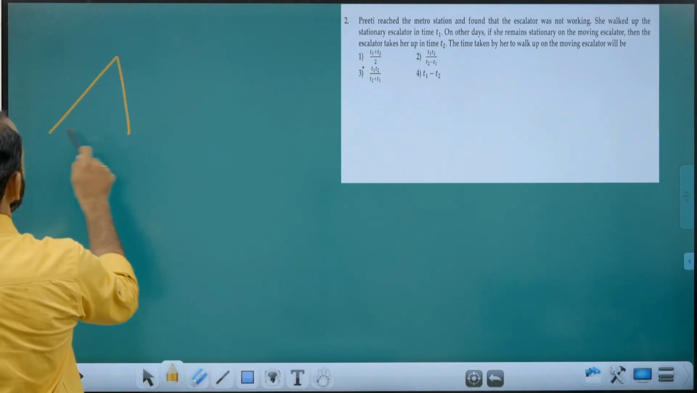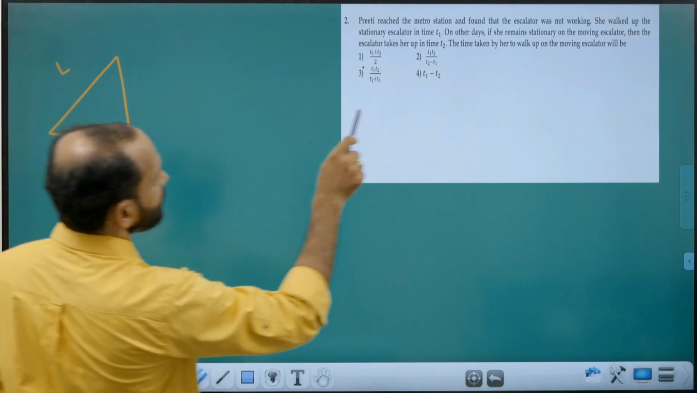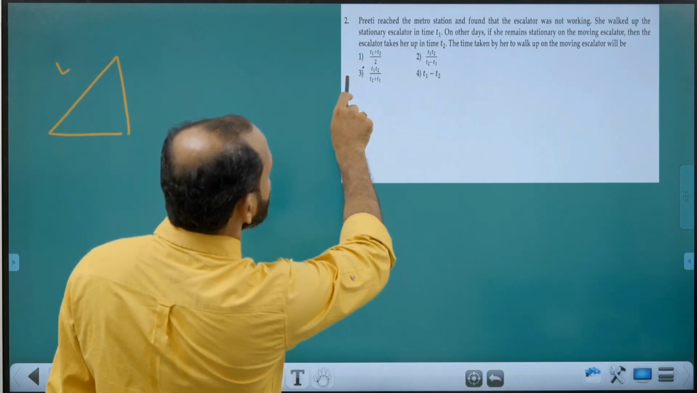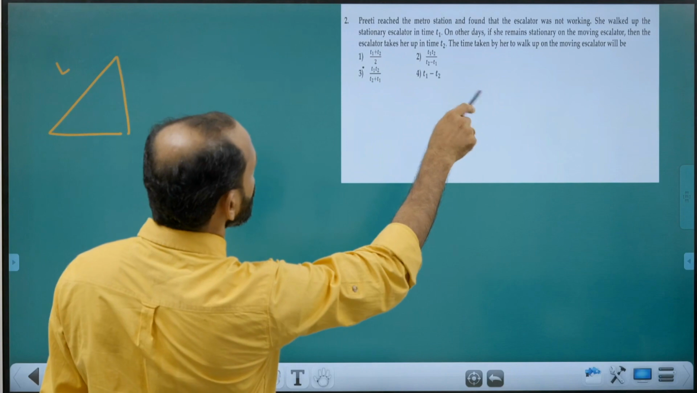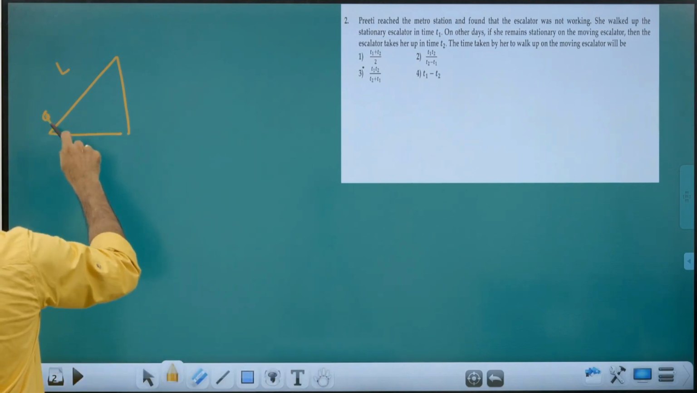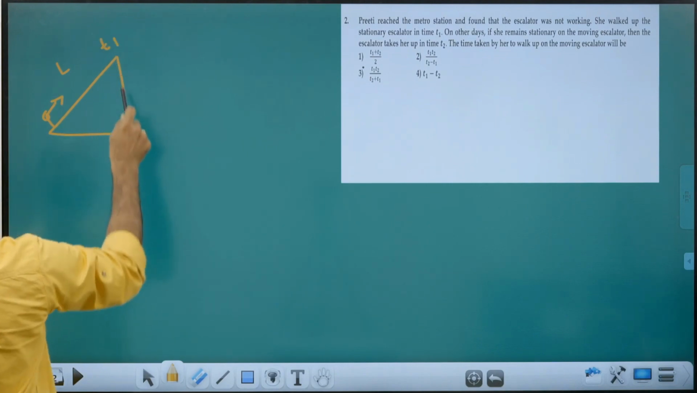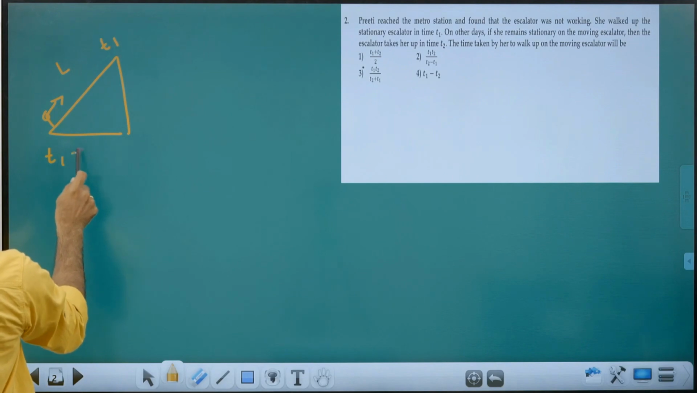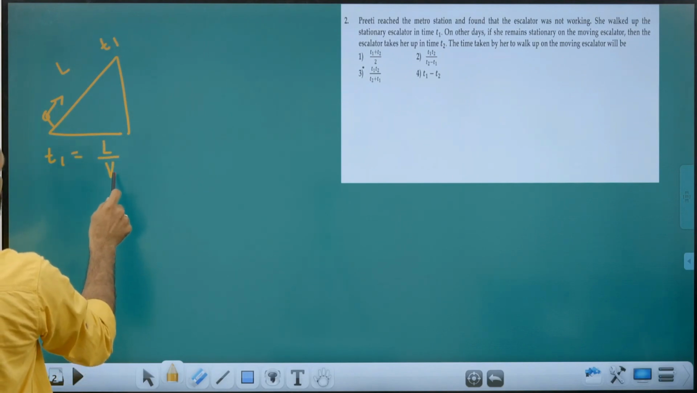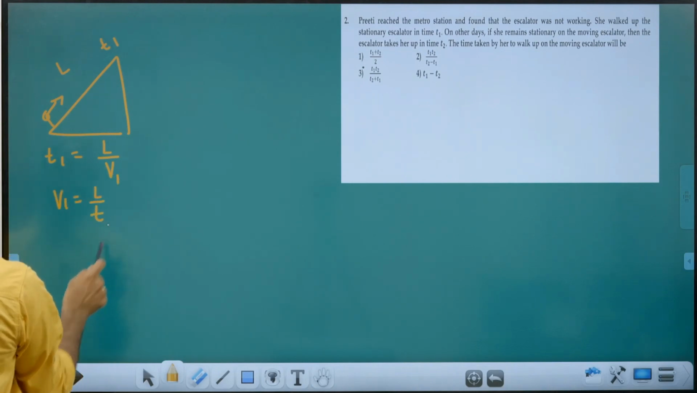That is the concept. Here, let this be the hypotenuse, the length L of the escalator. On the very first day at the metro station, she walked up the stationary escalator. The escalator was not working. So Preeti walked up the stationary escalator and reached the top in time t1. So time is equal to distance traveled divided by speed. Let that speed be v1. So v1 is equal to L by t1.